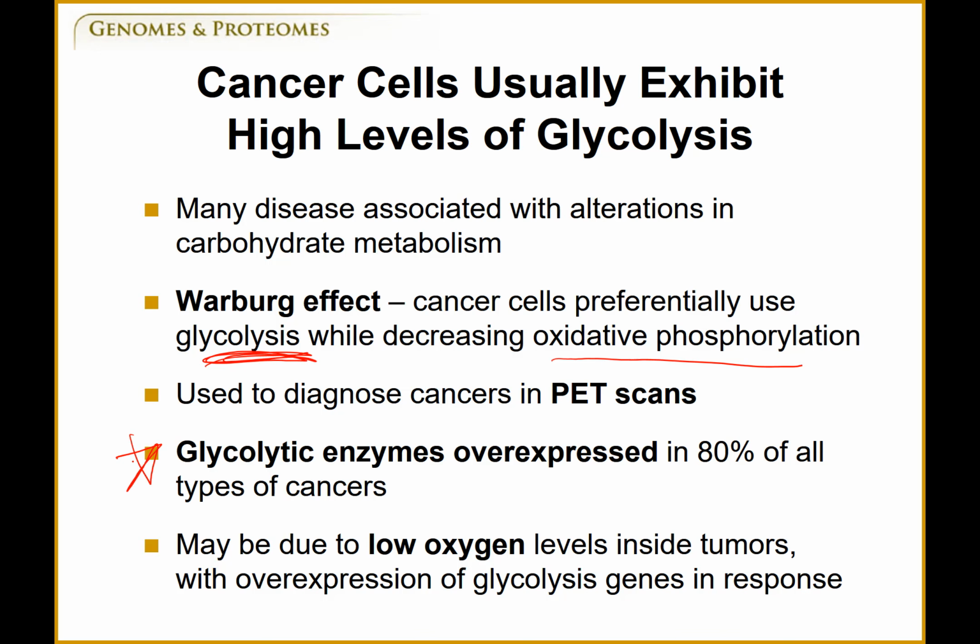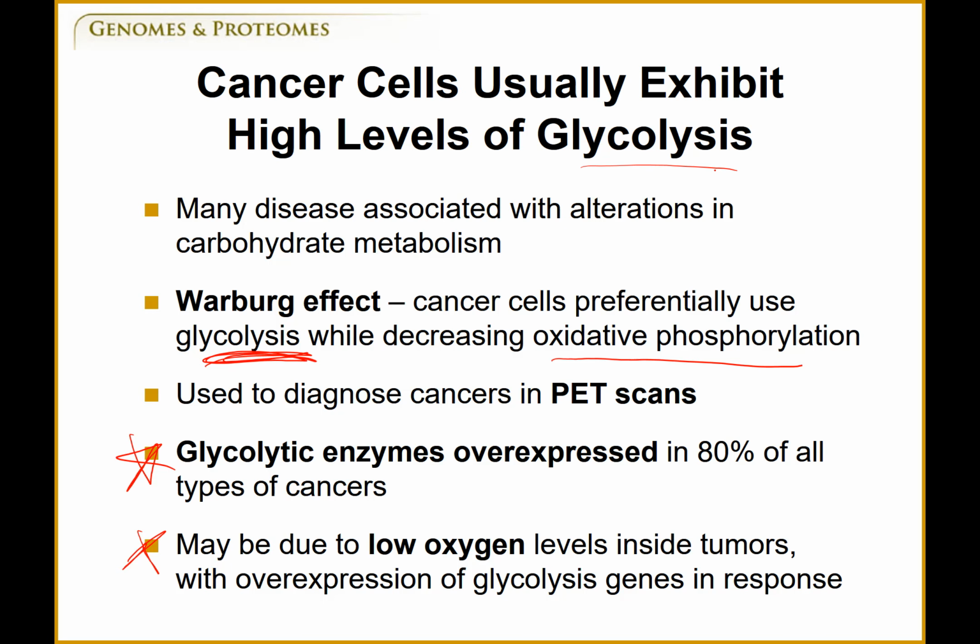This is really interesting. Glycolytic enzymes are overexpressed in 80% of all types of cancer. And this may be due to low oxygen levels inside tumors. So tumors become these masses and it's hard to get oxygen to diffuse through. So there may be a reason to increase glycolysis for ATP production.